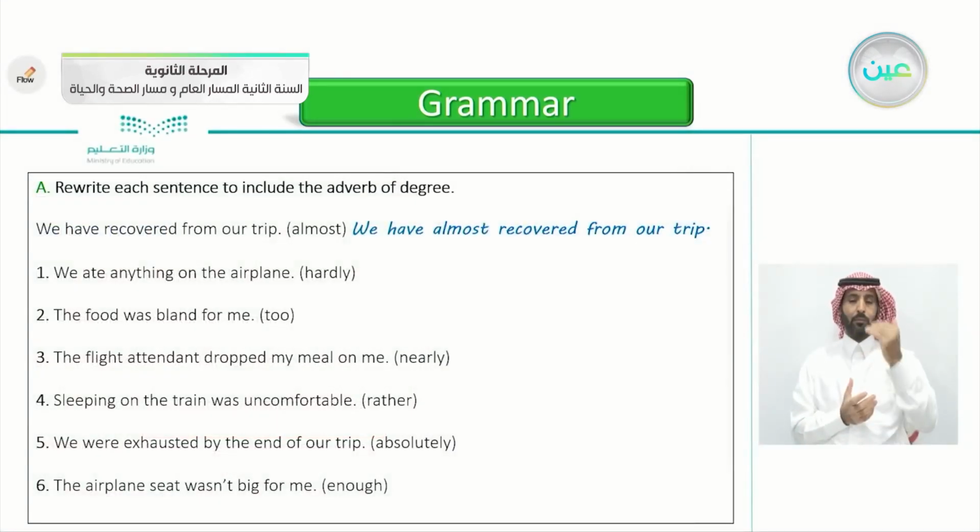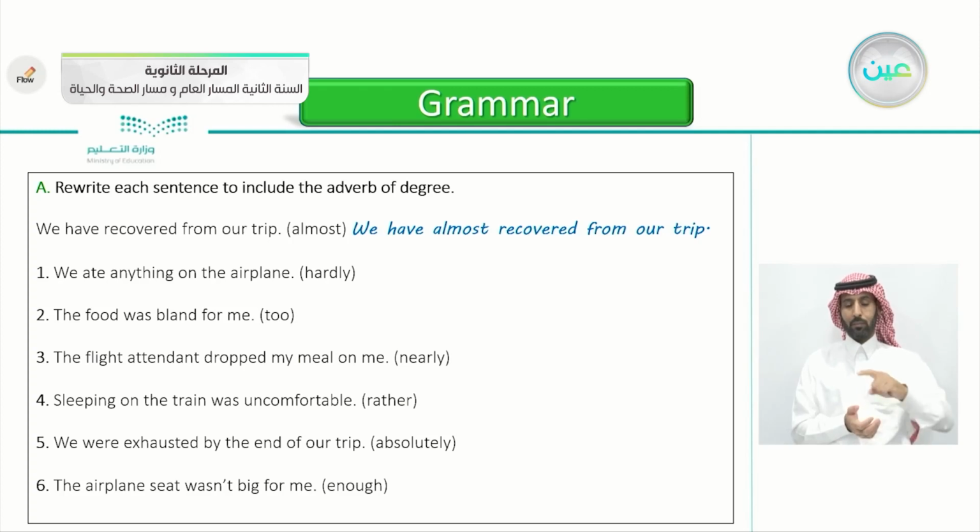So rewrite each sentence to include the adverb of degree. We have some sentences here, and we have to add the adverb of degree. You can see the first one is already done for us. We have recovered from our trip, and we have to add the word almost. So we have almost recovered from our trip.